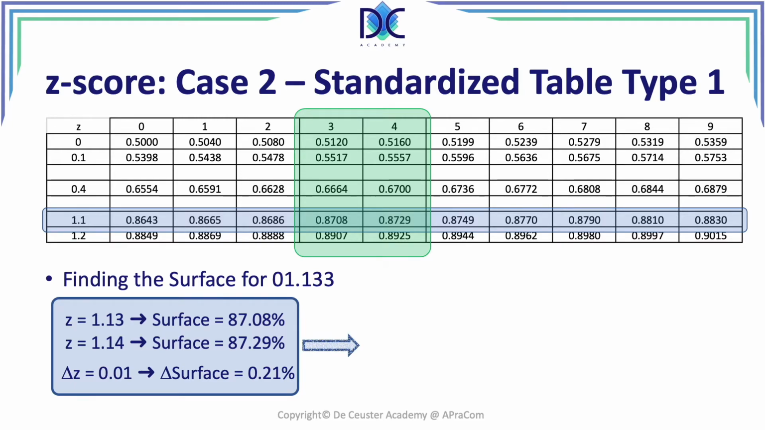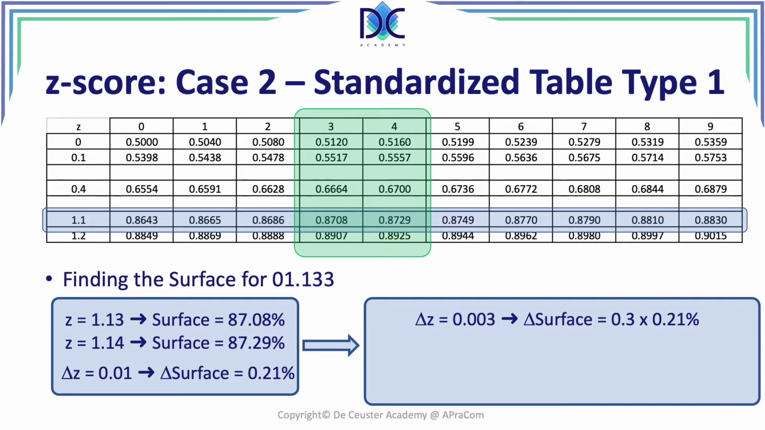Now we only have 0.003 that we have to find. So basically we have to multiply the surface for the delta Z equal to 0.01 with 0.3, which with 0.21%, which gives us, for a delta Z equal to 0.003, a difference of the surface which is approximately 0.06%. I'm rounding it here to 2 decimals. More decimals have no significance in the exercises that we are going to do.